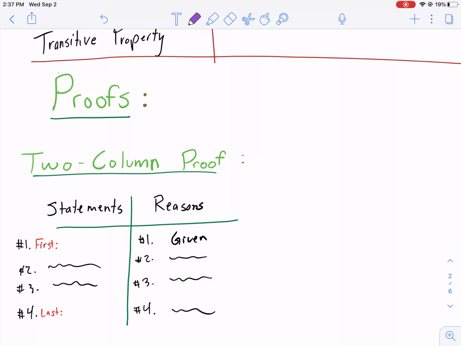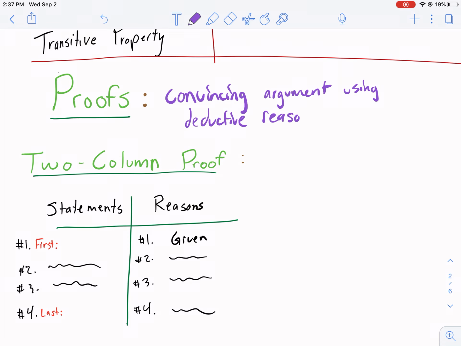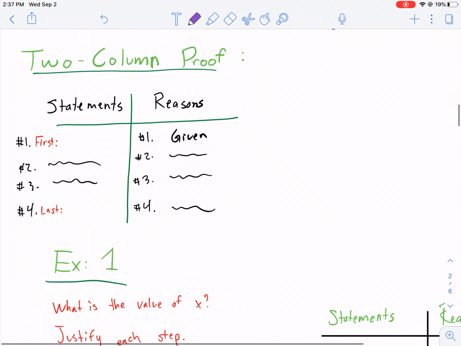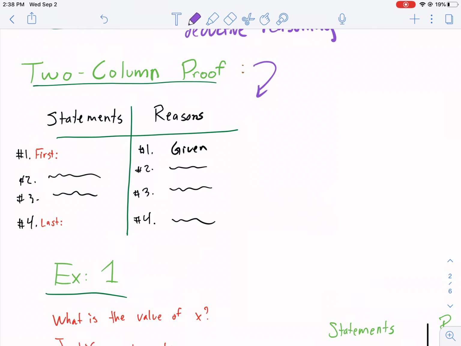What is a proof? A proof is what we do to get from one point to another. It's a convincing argument using deductive reasoning. Our argument is we want to say, we're given this information, and we want to make a case for this, going from point A to point B, however you want to say it. That's the proof. A two-column proof essentially has the statements on the left, reasons on the right.